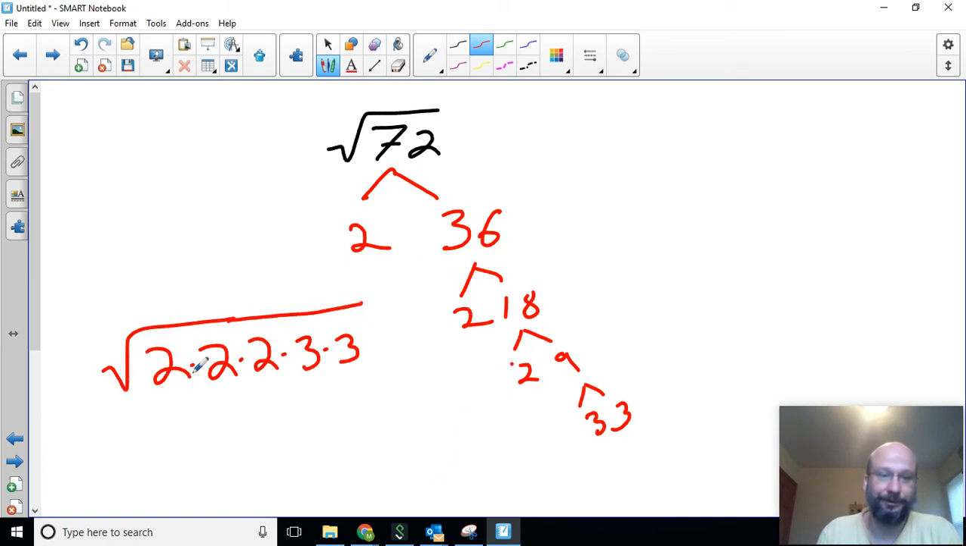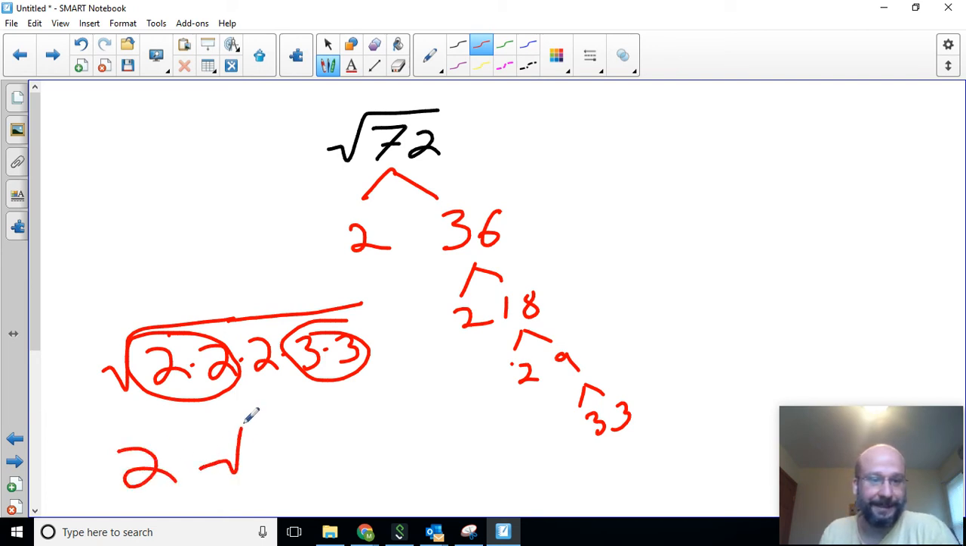1, 2, 3 twos, 2 threes. Circle my groups of 2. So I have one group of 2, so 1 goes on the outside. I have one group of 3, so 1 goes on the outside, and my 2 is left over. So my final answer would be 2 times 3, which is 6, root 2.